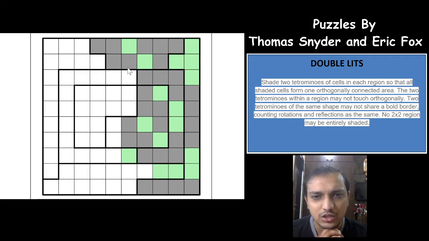Ignored actually, it was not seen. So let's see if we have anything else. This cannot be shaded because you'll have a 2 by 2 group. This cannot be shaded again.